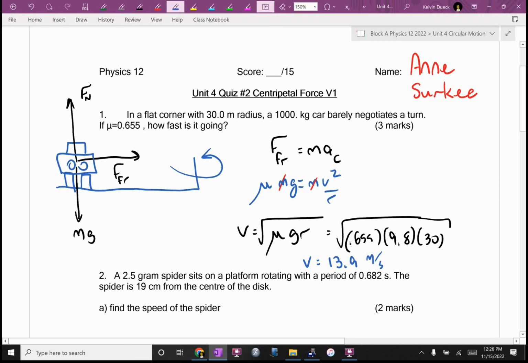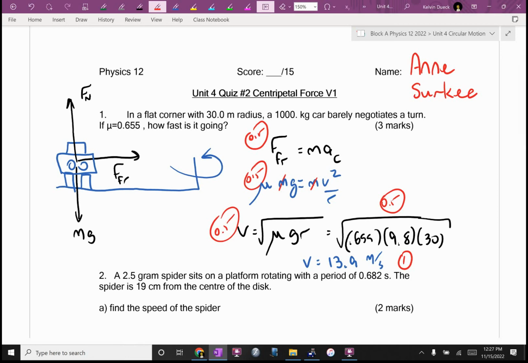1, 2, 3, 4, 5. Otherwise, I'd probably give you a half mark if I saw that. Half mark for getting the v by itself. Half mark for the numbers. And then 1 mark for the answer. Probably something like that.